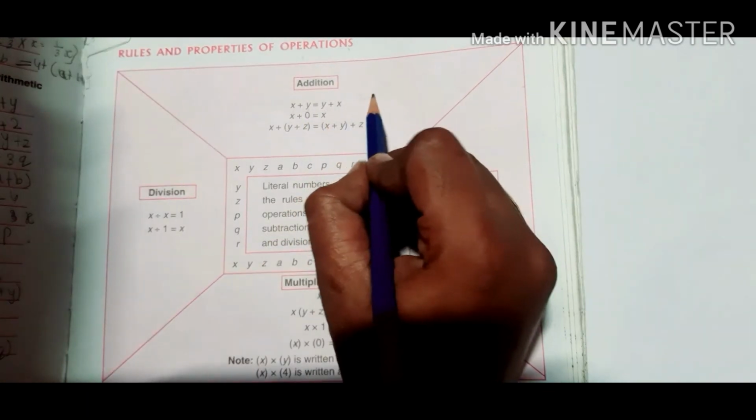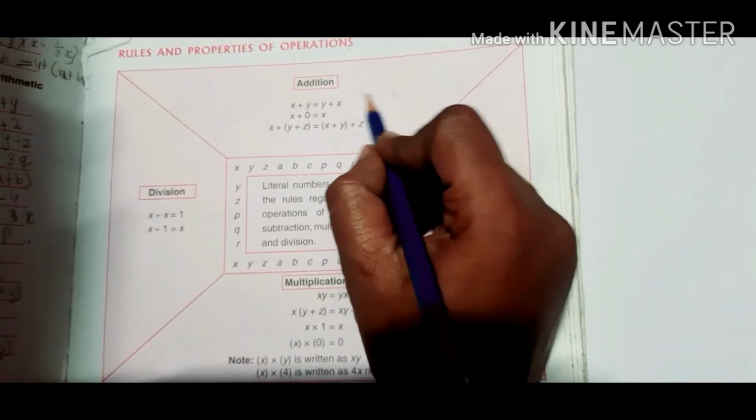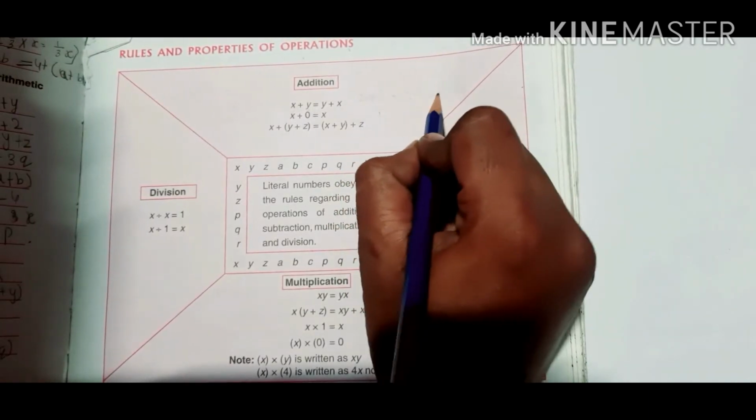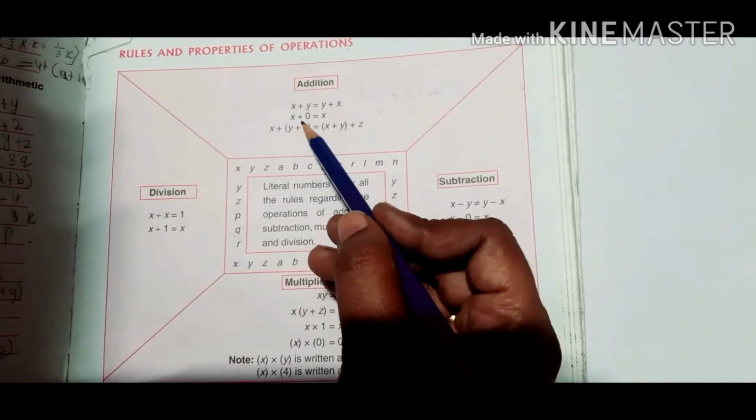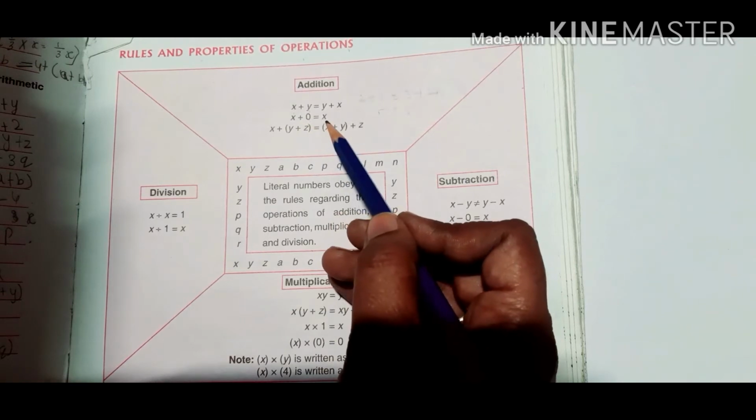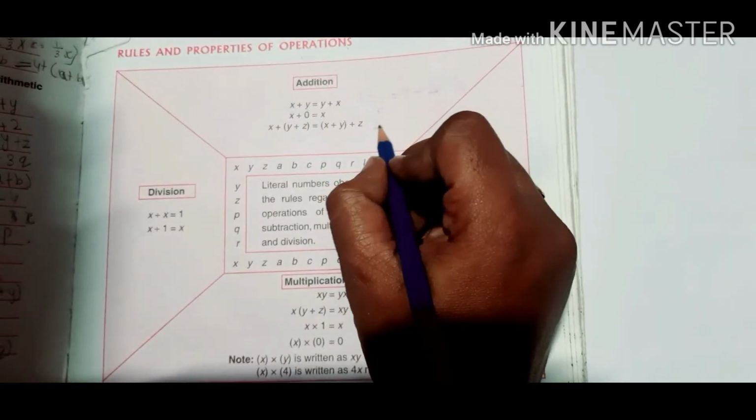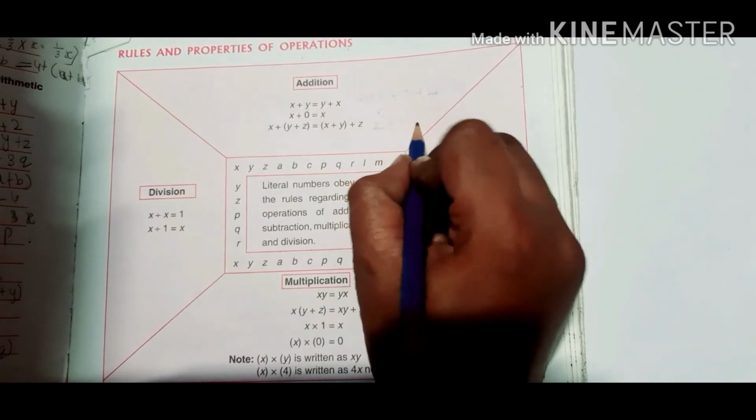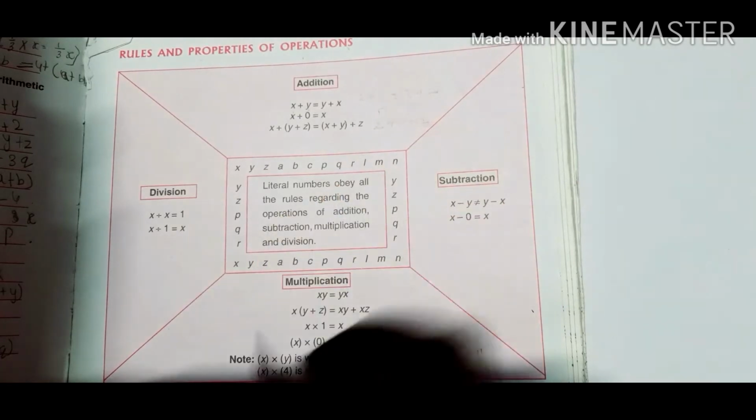For example, 2 plus 3 is 5. So if you change the order, 3 plus 2, it is also 5. Then x added to 0 or 0 added to x is always x. Take any integer, suppose it is 2. If you add 0 to 2, then the answer is again 2.